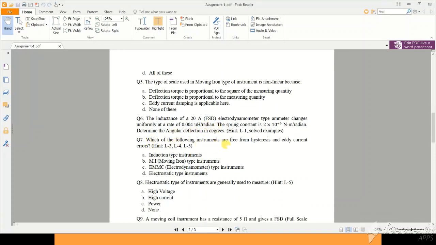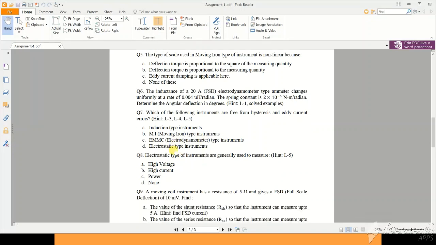Question number 7: which of the following instruments are free from hysteresis and eddy current errors? Many of you have written electrostatic type of instrument, which is true, but along with it EMMC or electrodynamic type of instrument is also free from hysteresis and eddy current error, because here also no iron part is involved. So C and D both are true. You can find it in the NPTEL lecture and NPTEL PDF also. Both are true, C and D.